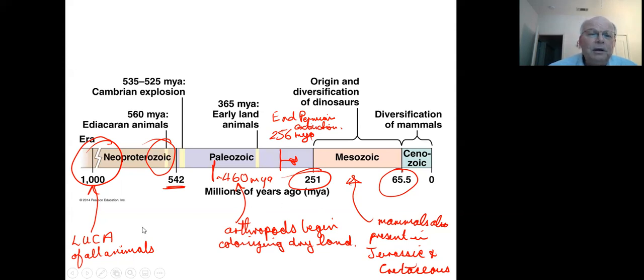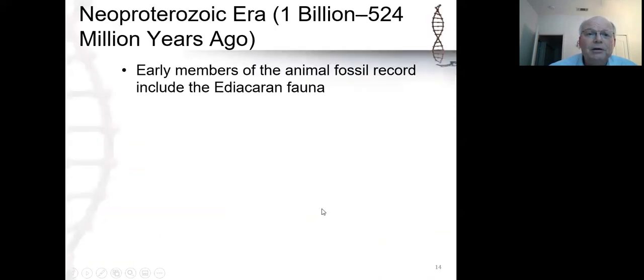So basically, in diagramming this timeline, I've gone through the next set of slides, so I'm not going to spend a lot of time talking about them. I'll just stop at some pictures along the way.